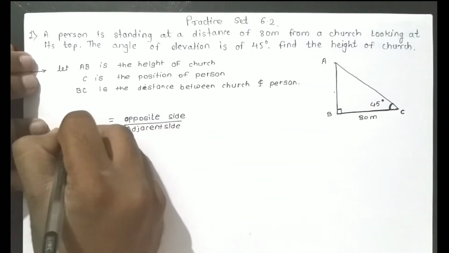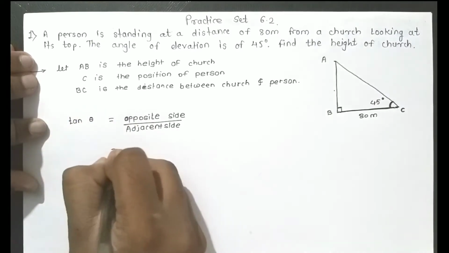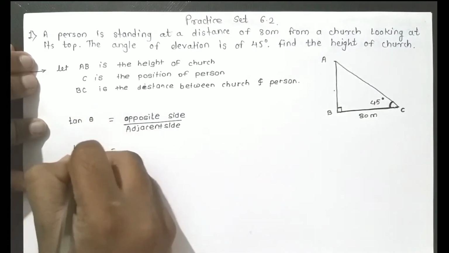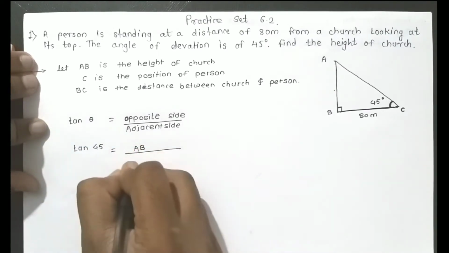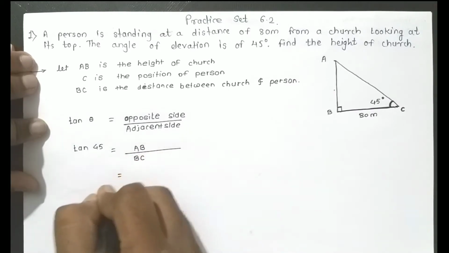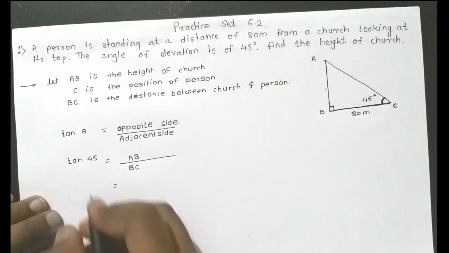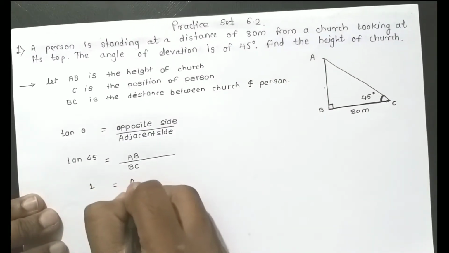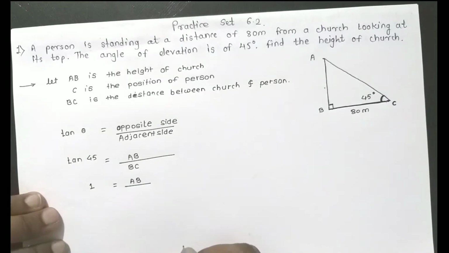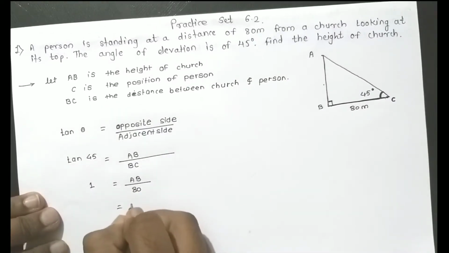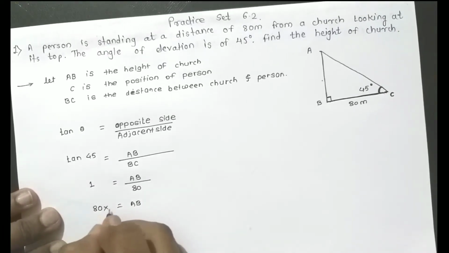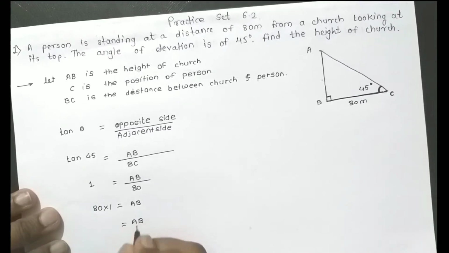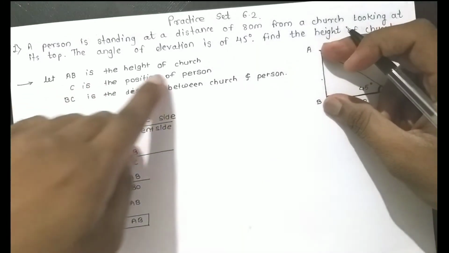So opposite upon adjacent is equal to tan theta. What is the value of theta? Tan 45. Opposite side AB, adjacent side BC. The value of tan 45 is 1. Then write AB, and the value of BC is 80. So AB is as it is, 80 ones are 80. AB is equal to 80.